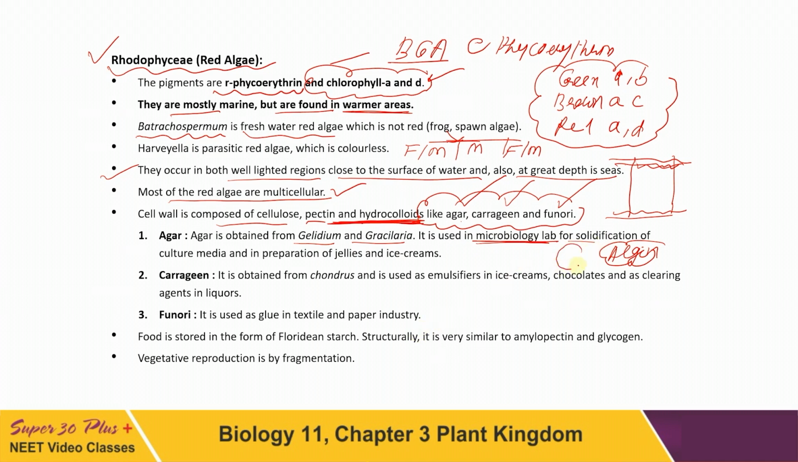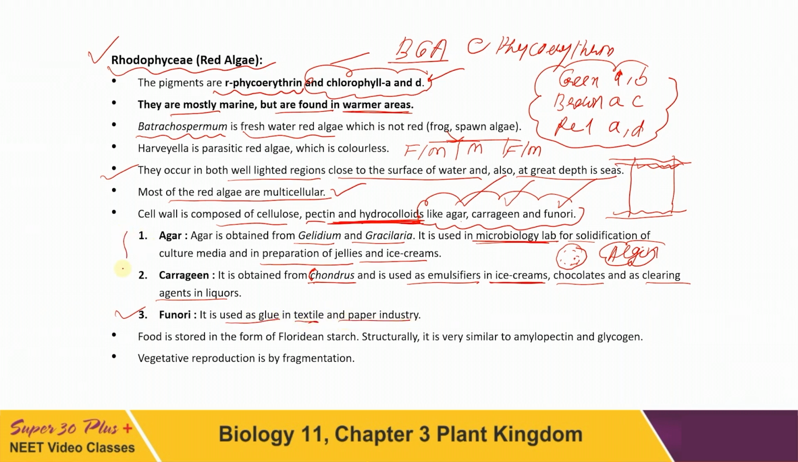If you want to culture some bacteria, then in culture plates you have to put this media agar, which will make the solidification. In the preparation of jellies and ice cream, agar is used. Carrageenan is obtained from Chondrus, where C is capital, and it is used as an emulsifier. Emulsifier, you know the meaning. It is used to make ice cream and chocolates, and it is a clearing agent for some mucus. Phenori is a gum-like substance, a glue, used in the textile and paper industry.